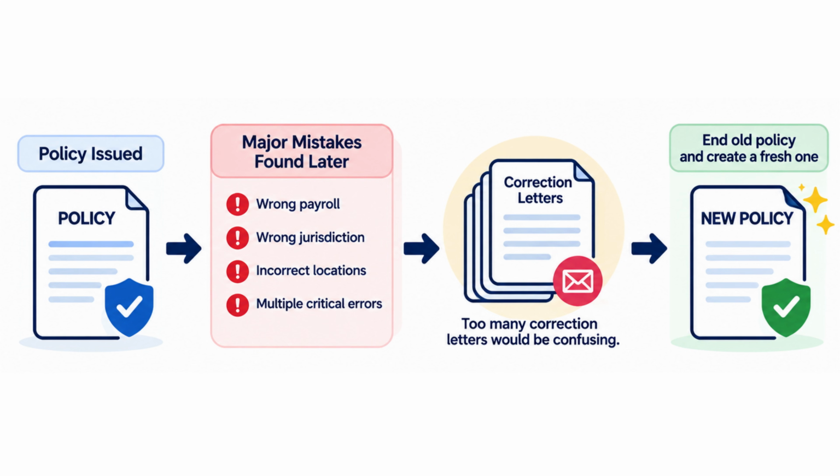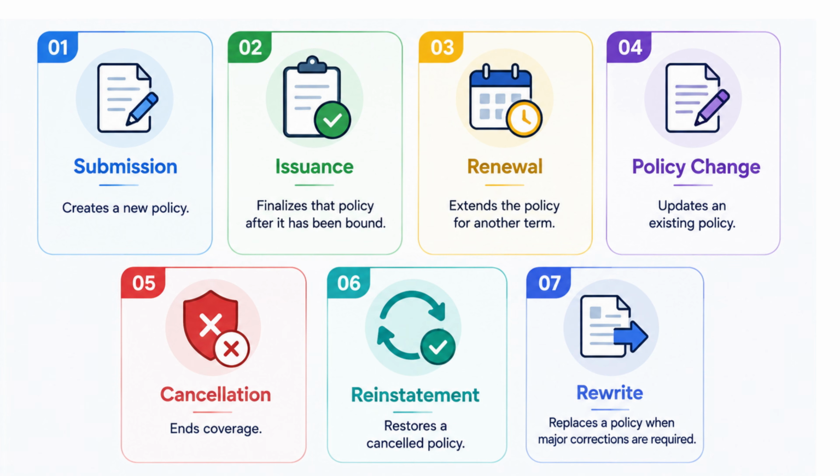Let's quickly summarize everything. A submission creates a new policy. Issuance finalizes that policy after it has been bound. Renewal extends the policy for another term. Policy change updates an existing policy. Cancellation ends coverage. Reinstatement restores a canceled policy. And finally, rewrite replaces a policy when major corrections are required. Once you understand these transactions, you'll find it much easier to understand the rest of Guidewire PolicyCenter.